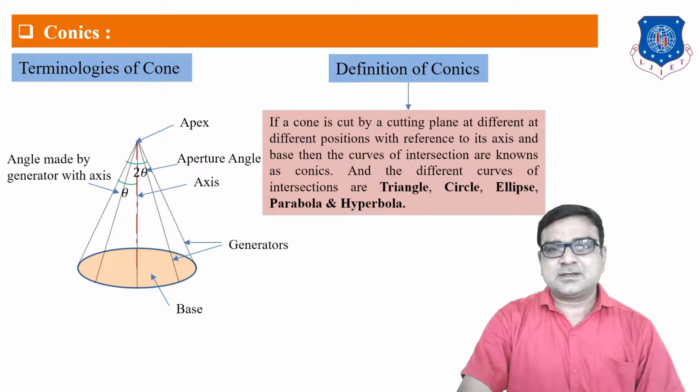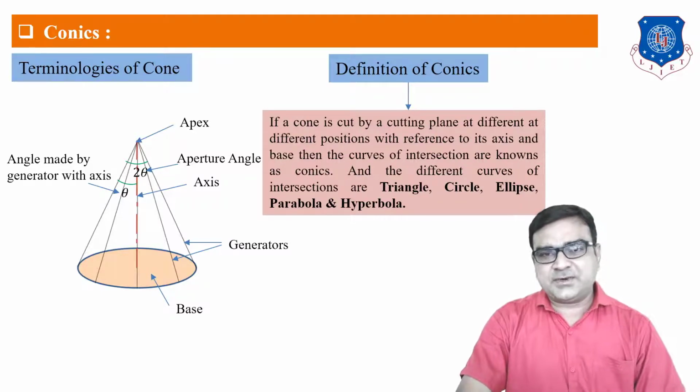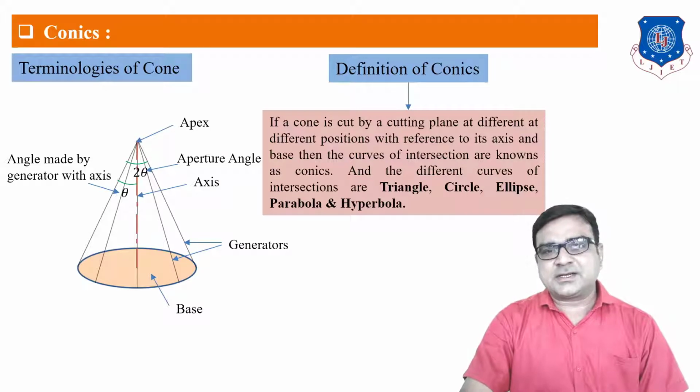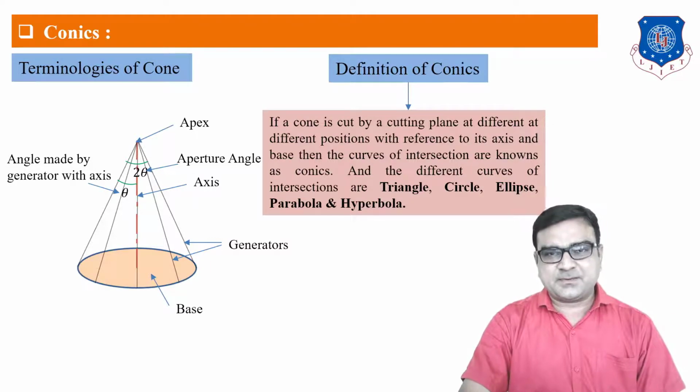at different positions with reference to its axis and base, then the curves of intersection are known as conics. And the different curves of intersection are triangle, circle, ellipse, parabola, and hyperbola.